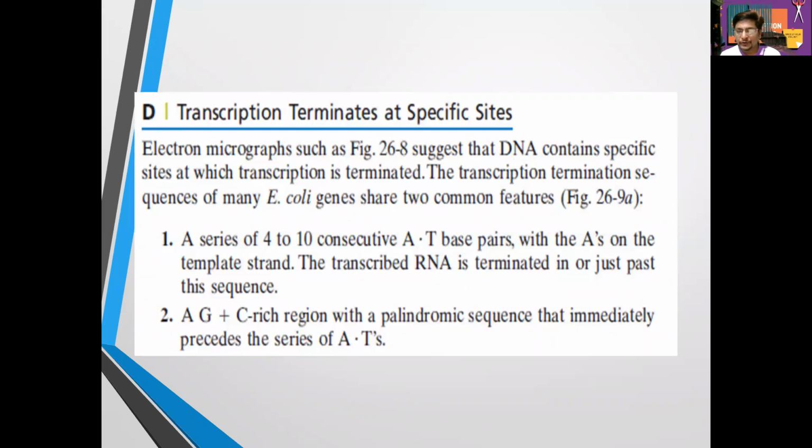Let's first talk about the prokaryote, where exactly the prokaryotic transcription terminates. In E. coli, we have two common features where the RNA polymerase comes off the DNA template. First, there is a 4 to 10 consecutive AT-rich region, with A always on the template strand, and the transcribed RNA is terminated just past the sequence. Another one is the GC-rich region, which is a palindrome. A palindrome is a sequence which can be read from both sides with the same words, and it is immediately followed by the AT-rich region.